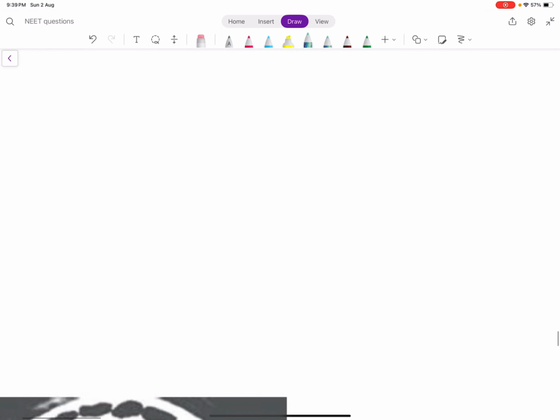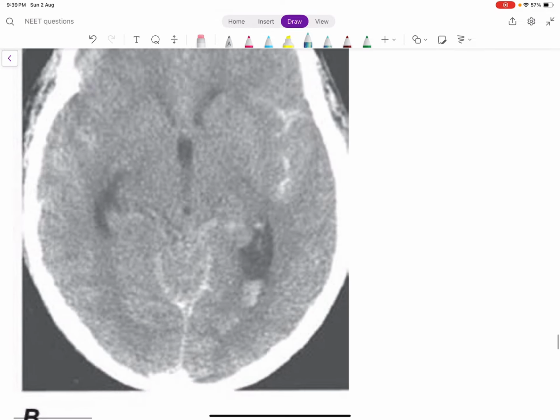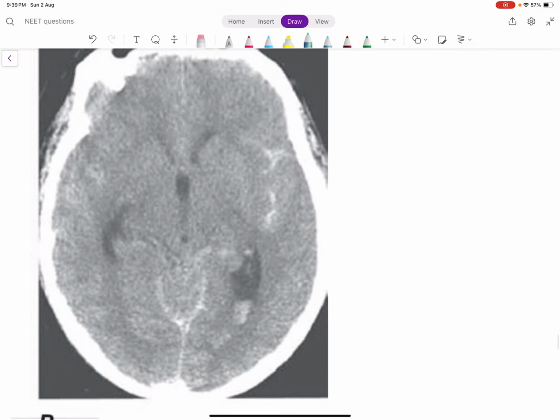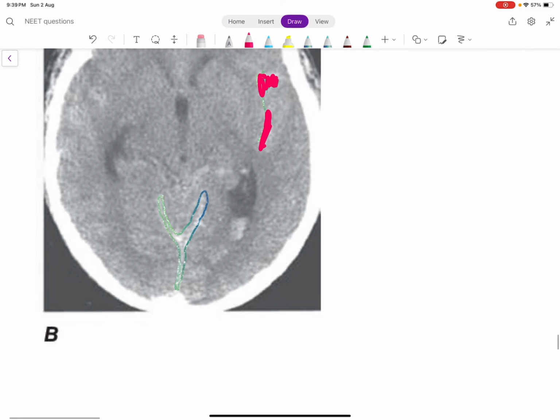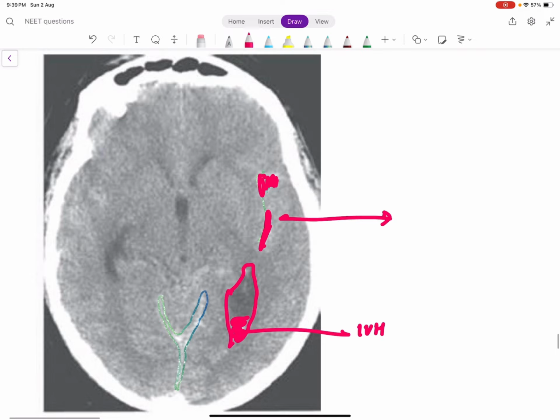So SDH, and what is this? This is not a convex collection. This is not a concave collection. Here the white color collection is coming in normal places where there is usually clear CSF, right? I'll shade it. So here usually we'll get only black color spaces, but here we are getting collection. See, this is normally the ventricle. Here we are getting some bleed. So there is intraventricular hemorrhage, and this is subarachnoid hemorrhage. We discussed SAH can be traumatic or aneurysmal.